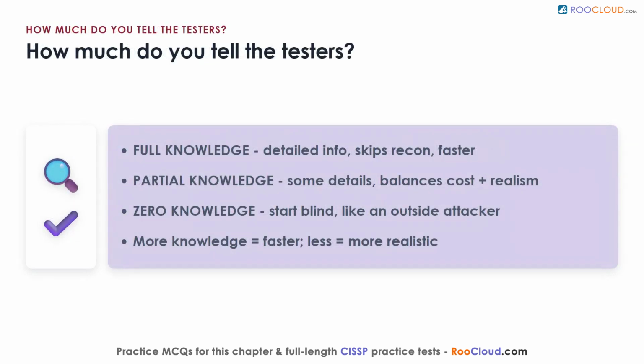How much do you tell the testers up front? That choice defines 3 flavors of test. In a full knowledge test, you hand over detailed information, which skips the reconnaissance and speeds things up. In a partial knowledge test, you share some details to balance realism against cost and time. In a zero knowledge test, the testers start blind, exactly like an outside attacker probing for a way in. More knowledge means faster and cheaper. Less knowledge means more realistic.